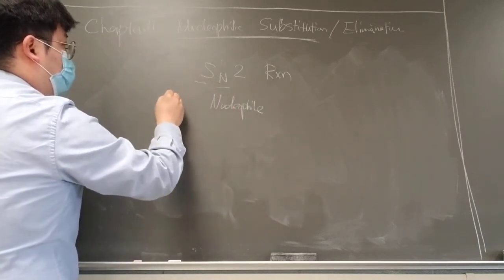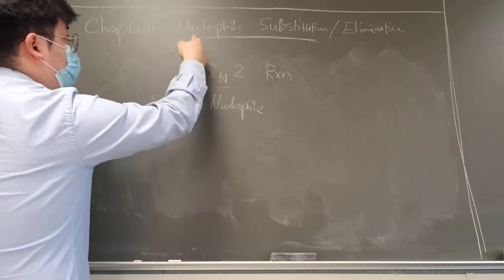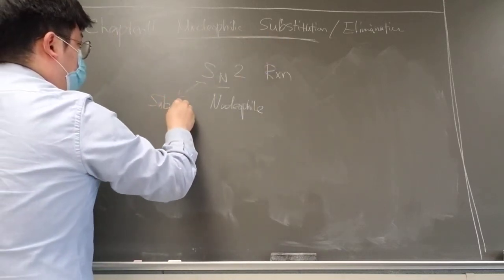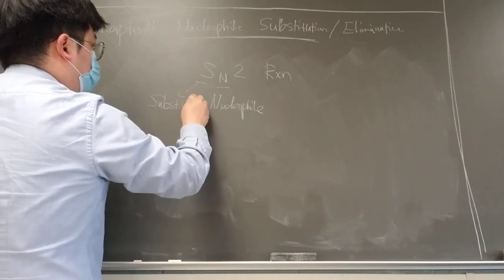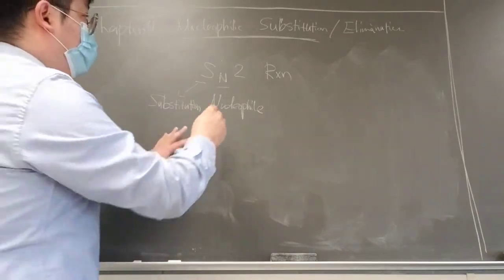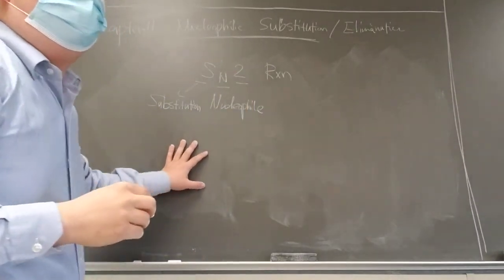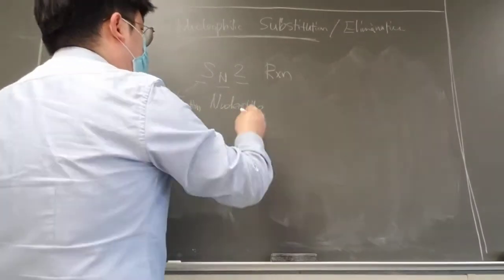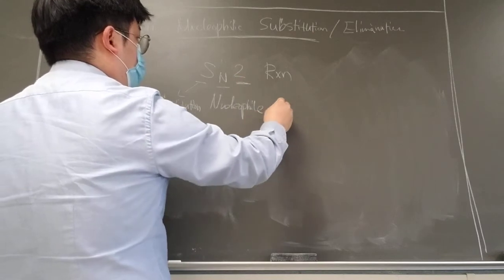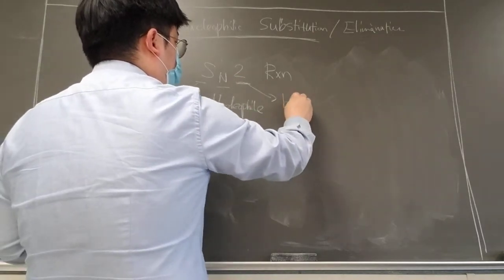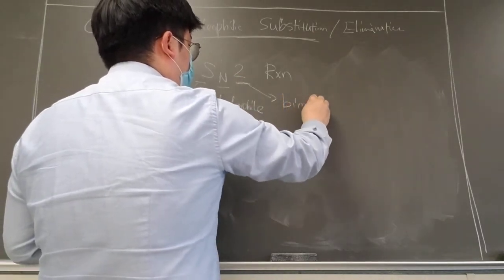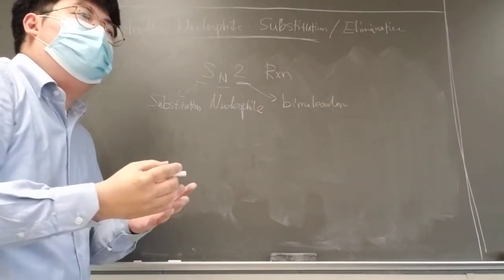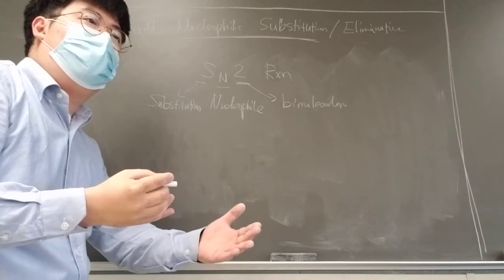And S stands for substitution, obviously. So this is literally nucleophilic substitution. Okay. But there's number 2. This is where we need to recall what we learned in Gen Chem 2. So number 2 is the meaning of bimolecular. Bimolecular means there are going to be 2 factors that will affect the rate of the reaction.